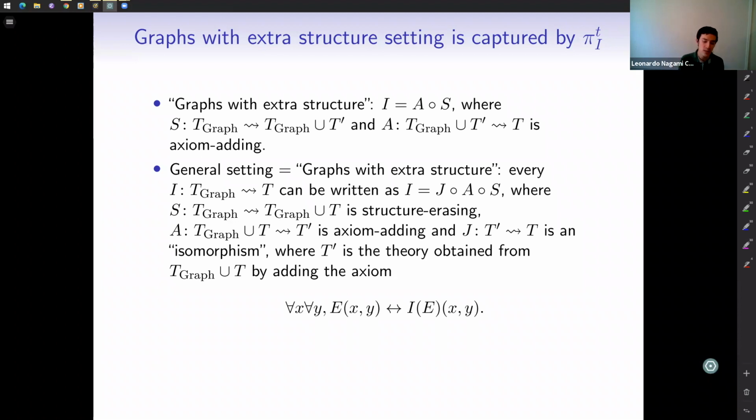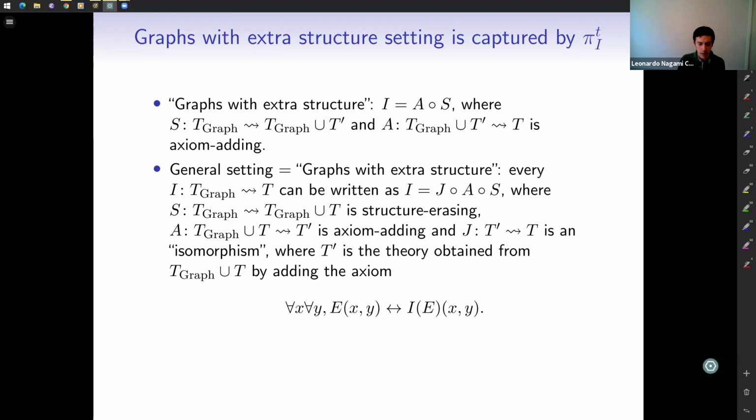The way you do this is you look at this open interpretation and form the theory that is, you just plug T inside the graph. So you form this disjoint union of the theory of graphs with the codomain, and you put a certain axiom that makes everything work. The exact details of how you do this are not very important, but what's important is that the general setting is essentially graphs with extra structure anyway.